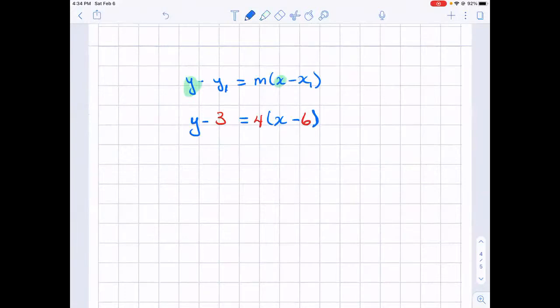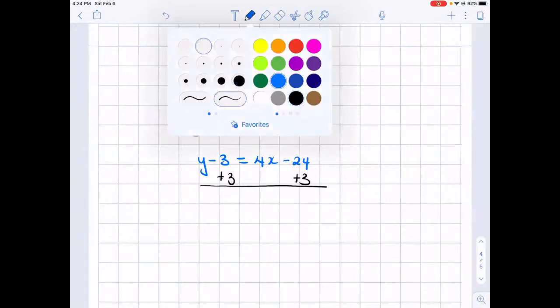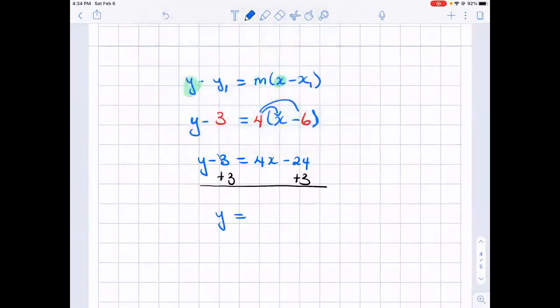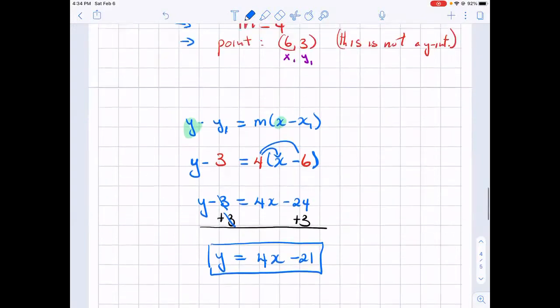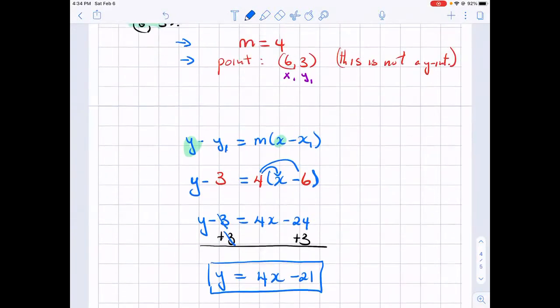Simplifying this, we have y minus 3 is equal to 4x. 4 times 6 is minus 24. And then we will add 3 on both sides. And finally, we have y is equal to, the minus 3 and the plus 3 cancel, 4x and minus 24 plus 3 becomes minus 21. So here is our equation of that line with a slope of 4 and passes through (6, 3).